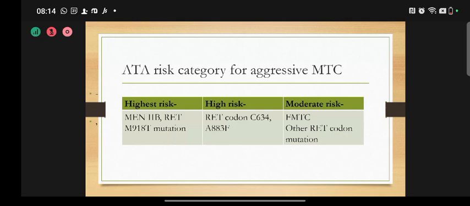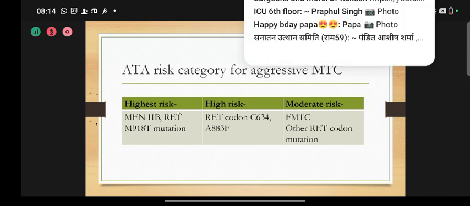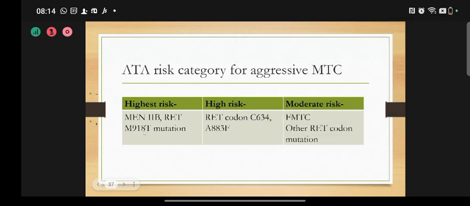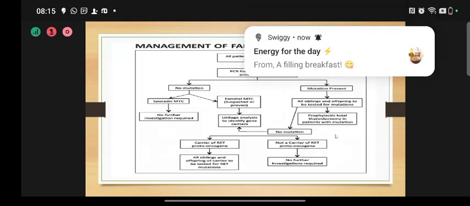So ATA has categorized the aggressive variety of medullary thyroid cancer into 3: highest, high, and moderate risk. Highest risk is, as I already told, MEN2B with RET M918T mutation. High risk is RET codon C634 and A883F mutation. And the moderate risk is all familial medullary thyroid cancer other than MEN syndrome, and all other RET codon mutations will be under moderate risk.